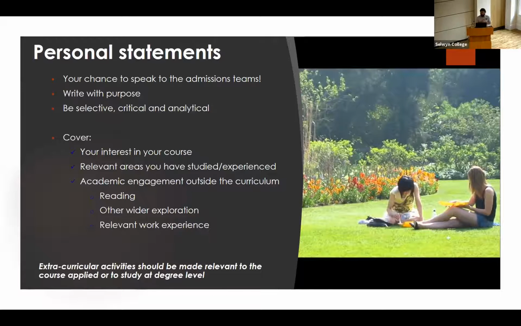So I wanted to help with a couple of, I guess, where we get the most questions, and that's why I've put these slides in, because these are the things that tend to give the most questions. So one of them is personal statements, what they're about and really how to do them. Well, what they are is it's your chance to speak to the admissions teams.